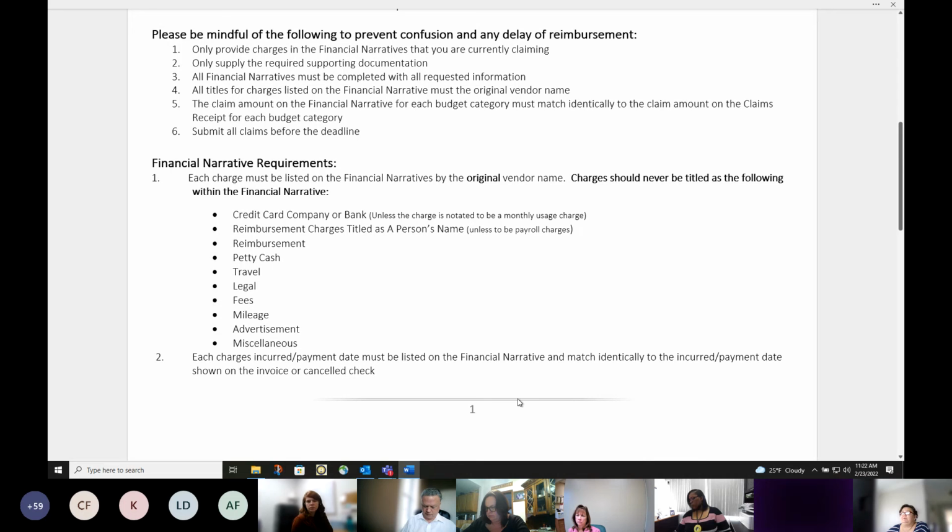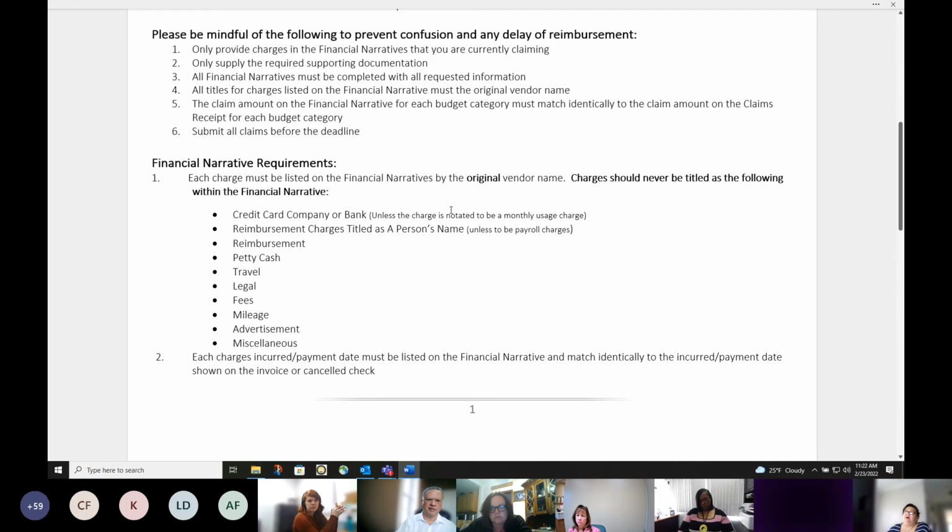Each charge's incurred payment date must be listed on the financial narrative and match identically to the incurred payment date shown on the invoice or cancel check. Does anybody have any questions about the titles of the charges? How they should be listed and what we're looking for?